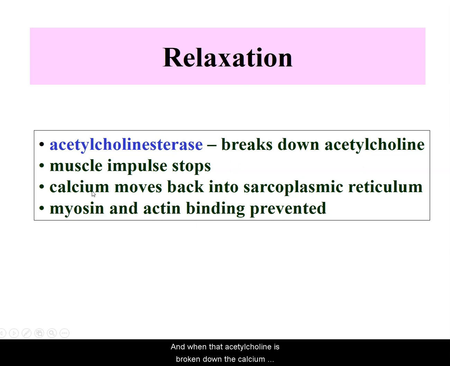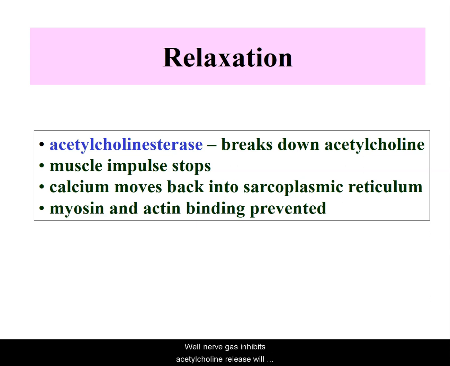And when that acetylcholine is broken down, the calcium moves back into the sarcoplasmic reticulum, and the myosin and actin binding is prevented. So we need this for muscle relaxation. And I want to throw a couple other things in here. You need to remember how the nerve poison or nerve gases will inhibit the production of acetylcholine.